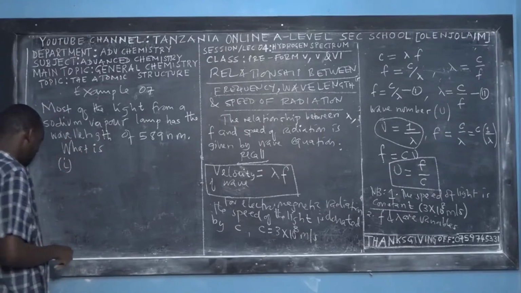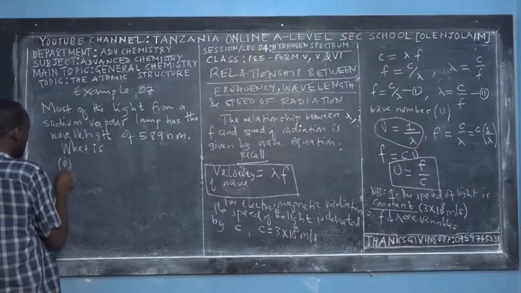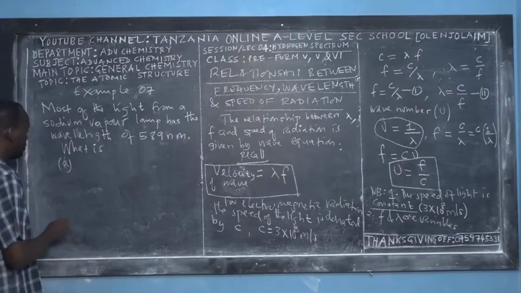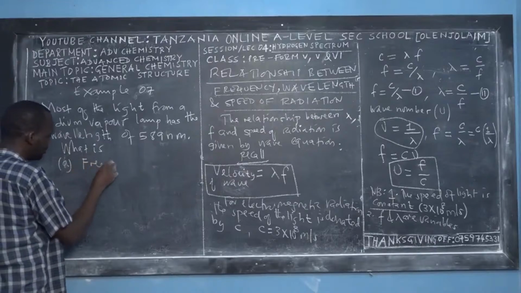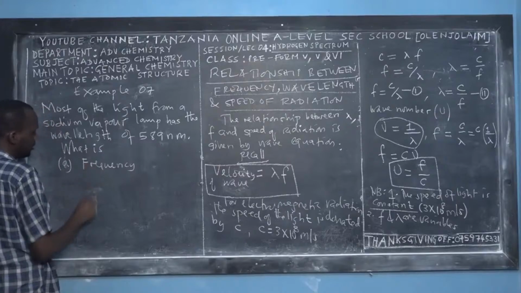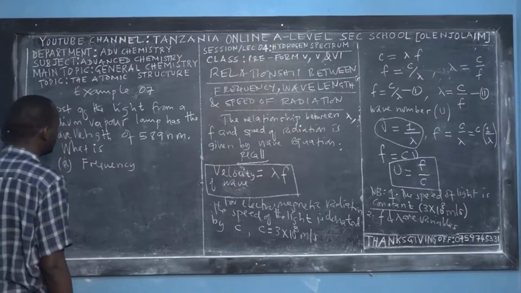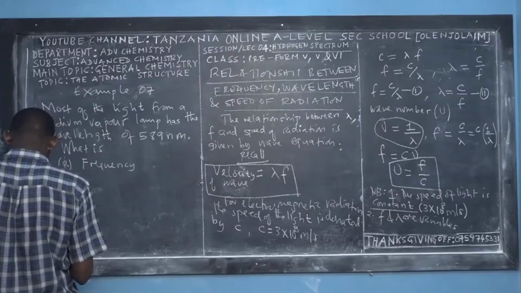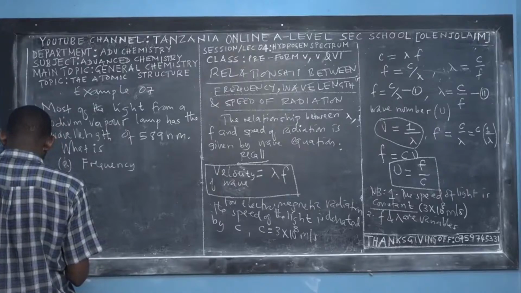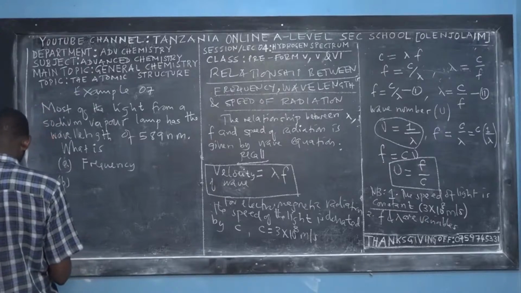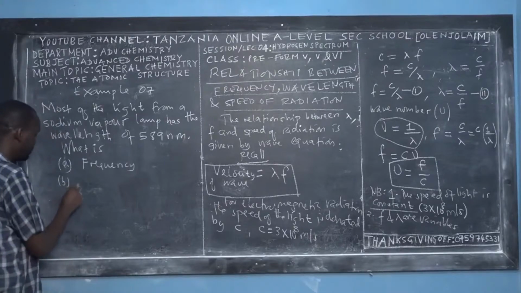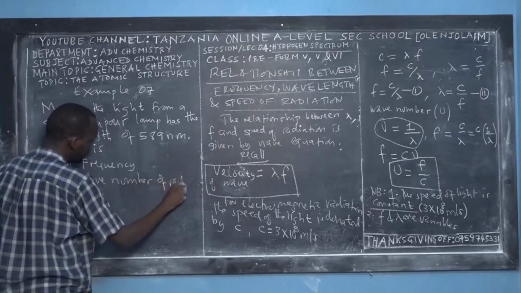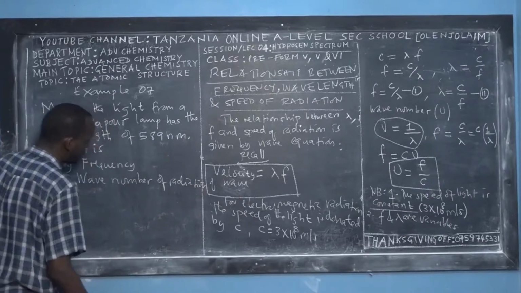Roman 1: what is its frequency? Then B: what is the wave number of the radiation?